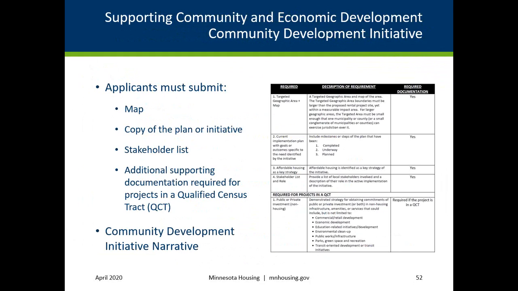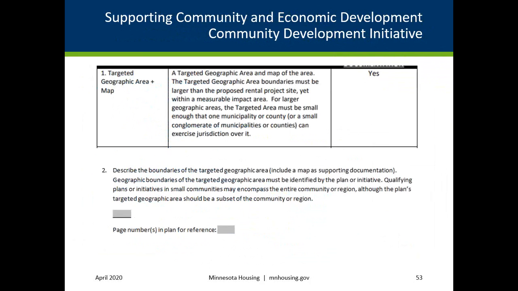To demonstrate how projects are eligible for points, applicants must complete the Community Development Initiative narrative. This can be found on page 11 of the scoring guide. The next few slides provide more detail. The first eligibility requirement is to identify the targeted geographic area. The area must be larger than the project site itself and small enough that a city or county can have jurisdiction over the targeted area.